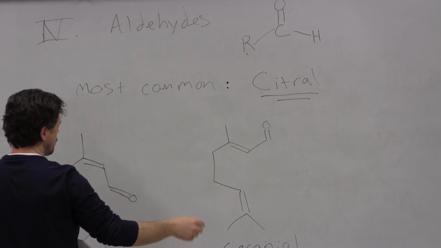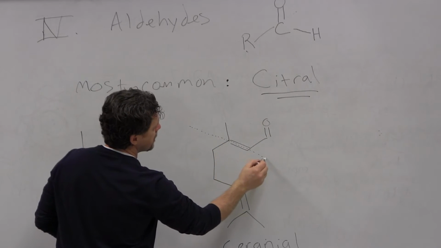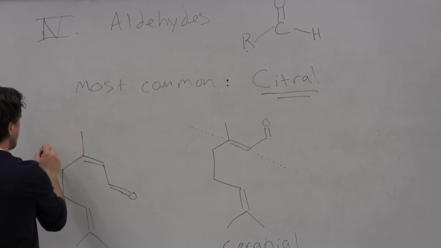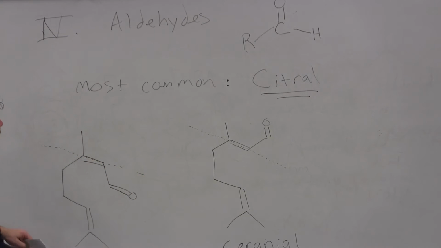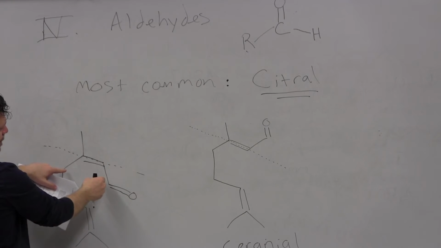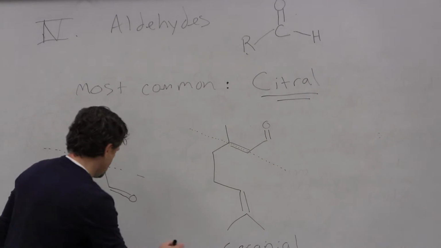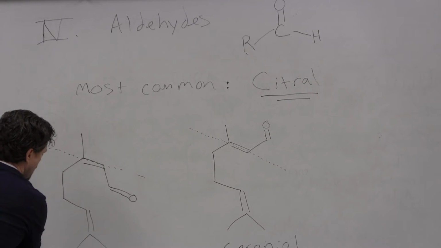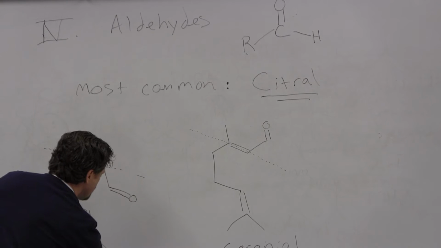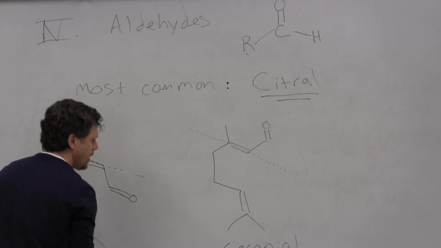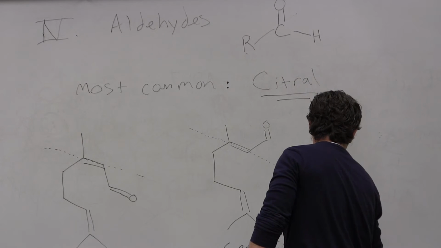What we're doing is drawing an imaginary plane through the double bond, and we're asking ourselves, are the two bigger groups on the same side of that line, or are they on opposite sides of that line? So neral is the same thing as cis citral, and geranial is the same thing as trans citral.